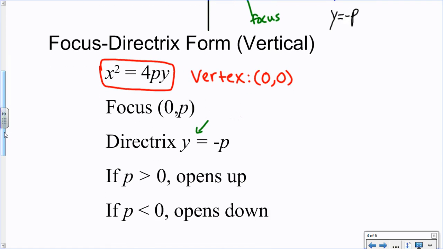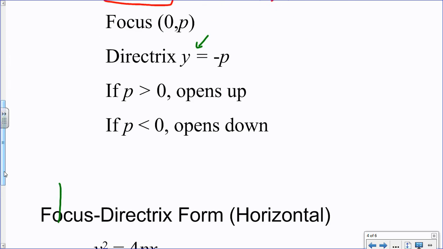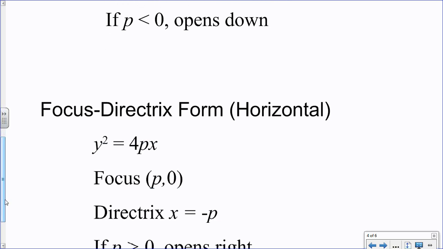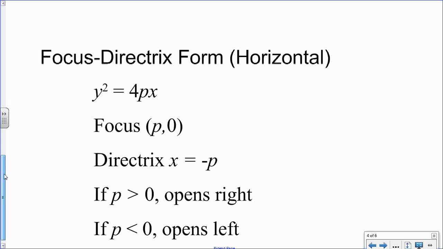Okay, so if P is positive, then it opens up. If it's negative, it opens down. So just like with standard form, if we want to do the horizontal form of focus directrix, and everything, all your x and y's, everything is flip-flopped. So we're not going to have another sketch. So just think of it like the one sketch you have right now as moving over to its side.